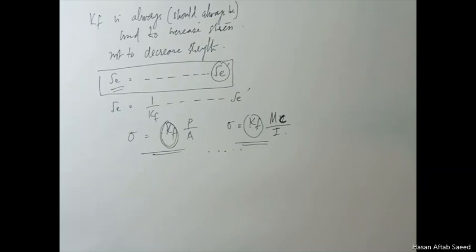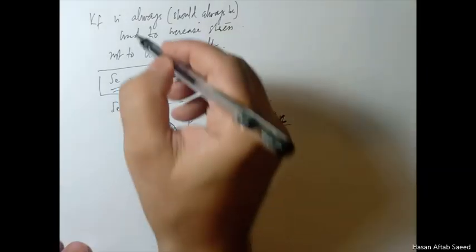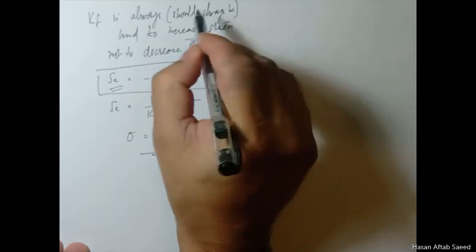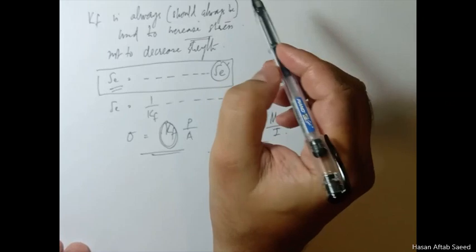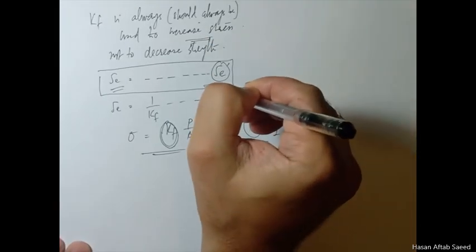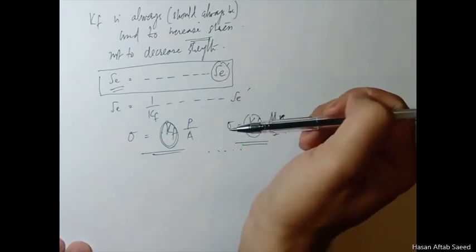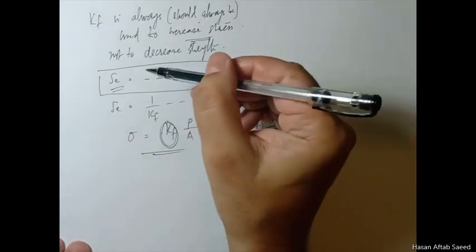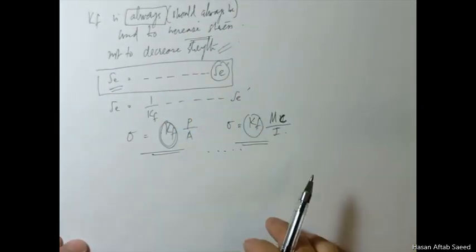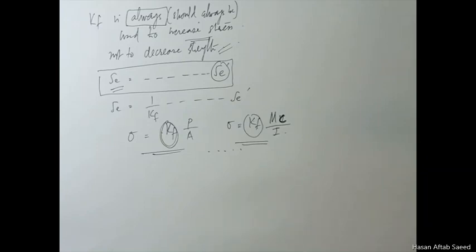But for now, you must always remember that if you apply KF to increase stress, this will work in all situations for simple loading as well as combined loading. But if you use this KF to reduce strength, you can only do that for simple loading cases. For combined loading, this cannot work. So the good practice is to always use KF to increase stress. Now we are ready with the knowledge of Marine factors as well as the fatigue stress concentration factor. We are now ready to tackle some design and analysis problems.